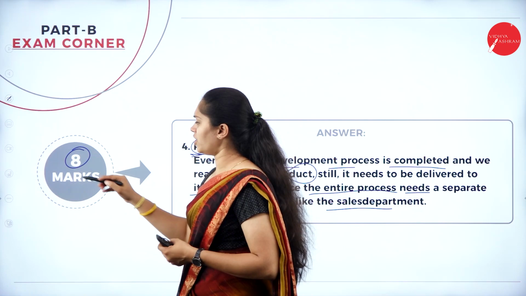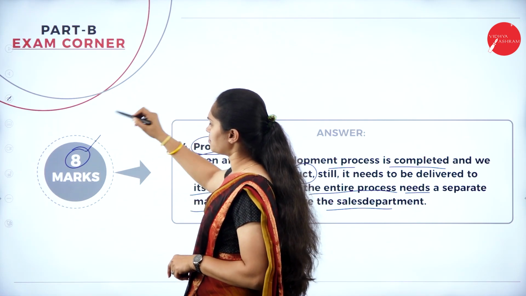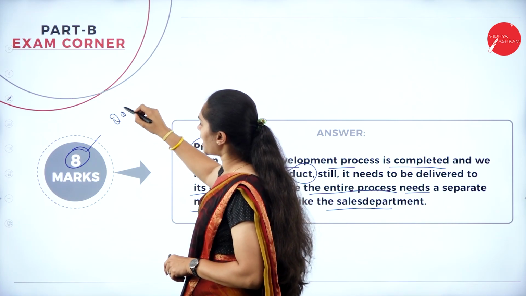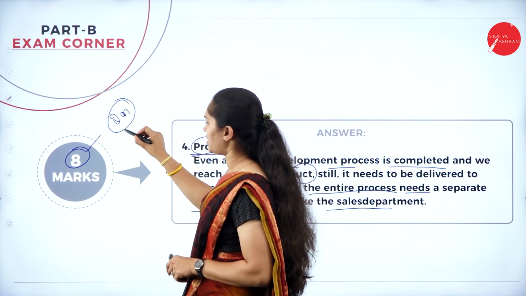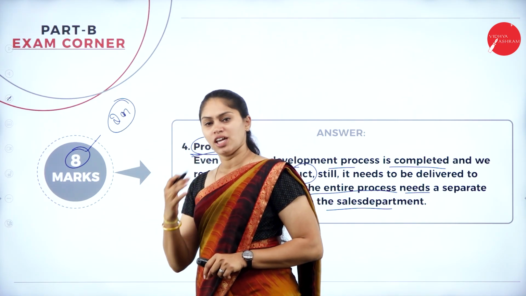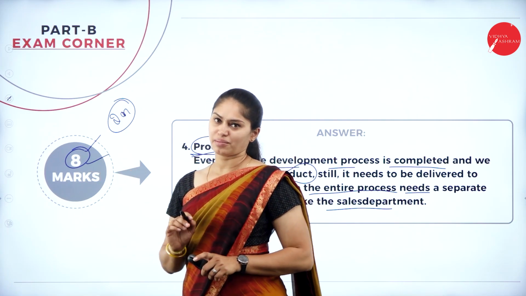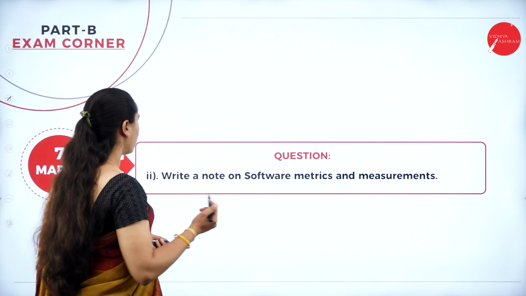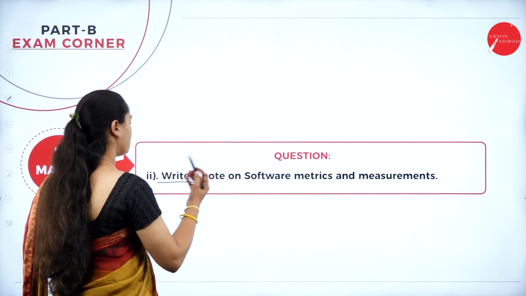So this is for 8 marks. Each of project, product, process and people is going to carry 2 marks. So if you write all the 4 P's here, you are going to get 8 marks from this. I hope you all understood with respect to this question.